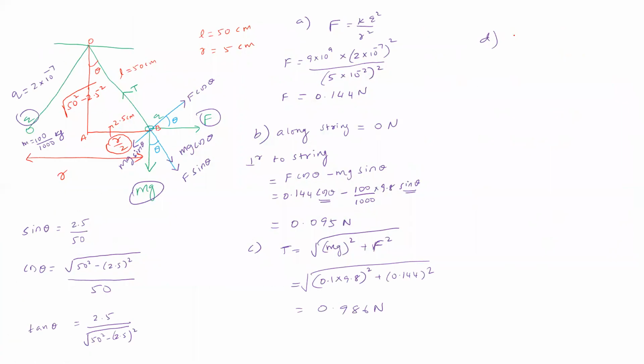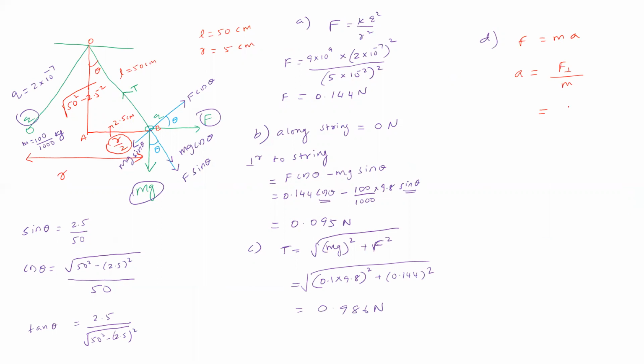Listen here. For acceleration, what is the formula? Force is equal to mass into acceleration. Along the string the force is 0, so along the string there is no acceleration. Perpendicular to the string only force is there, so only perpendicular to the string will acceleration be there. So acceleration equals the force perpendicular to the string divided by mass.